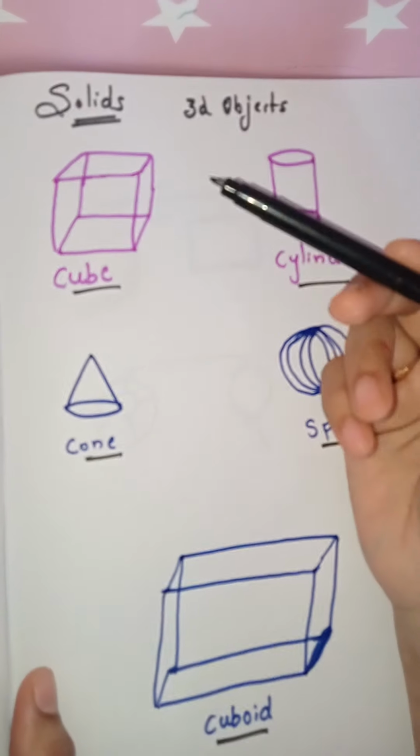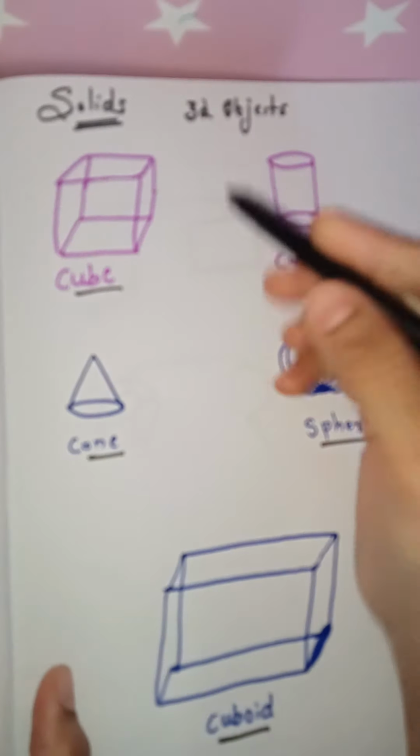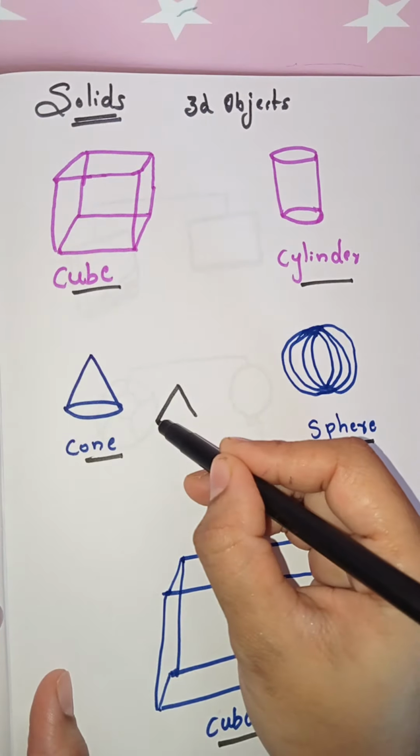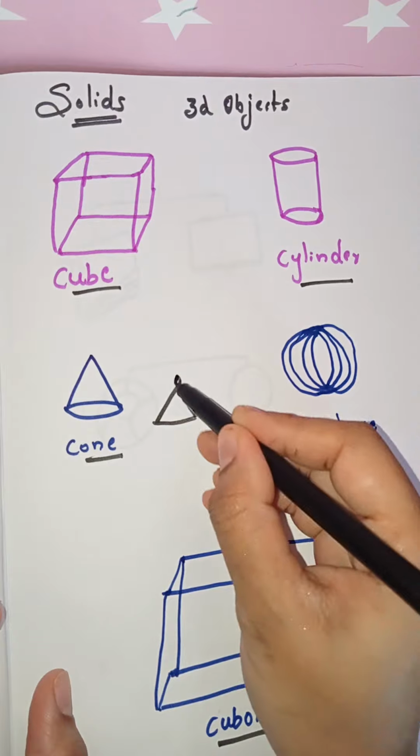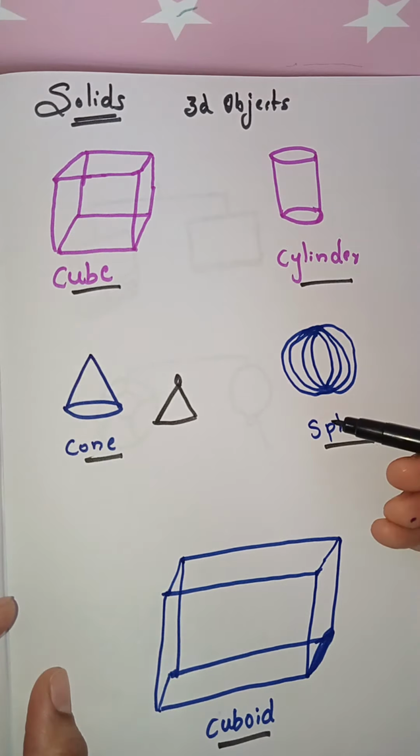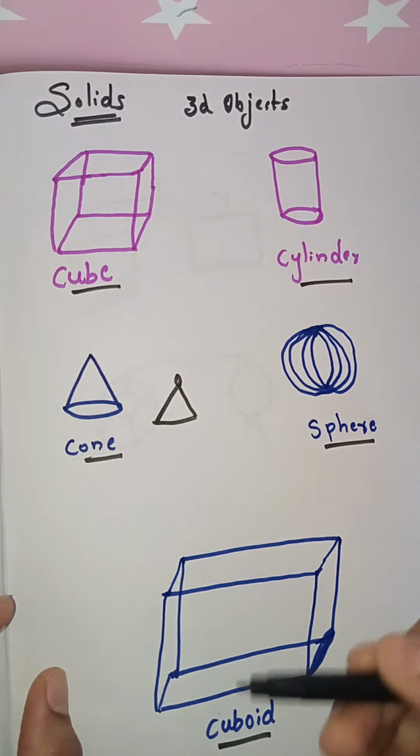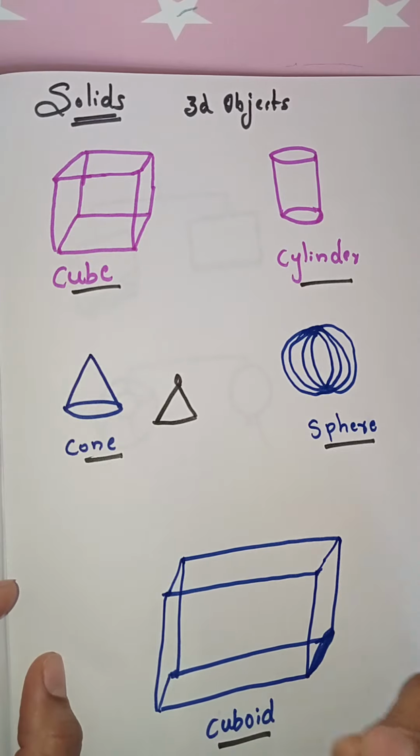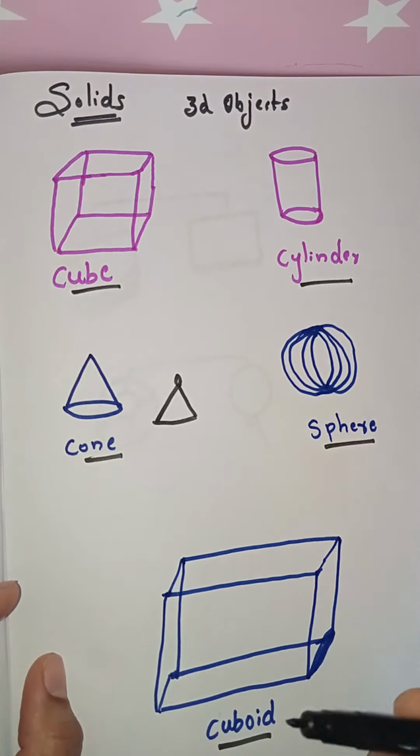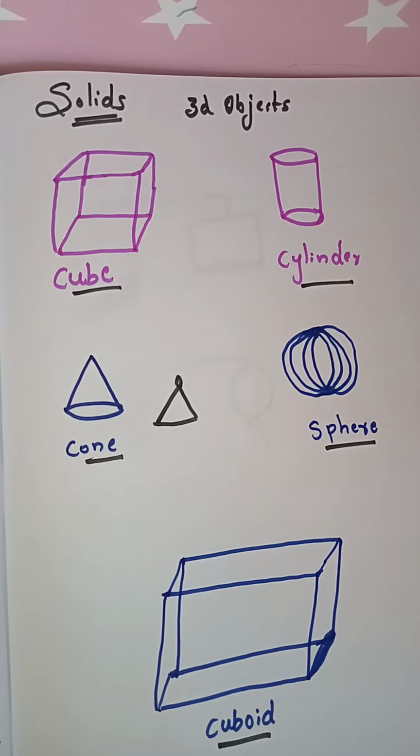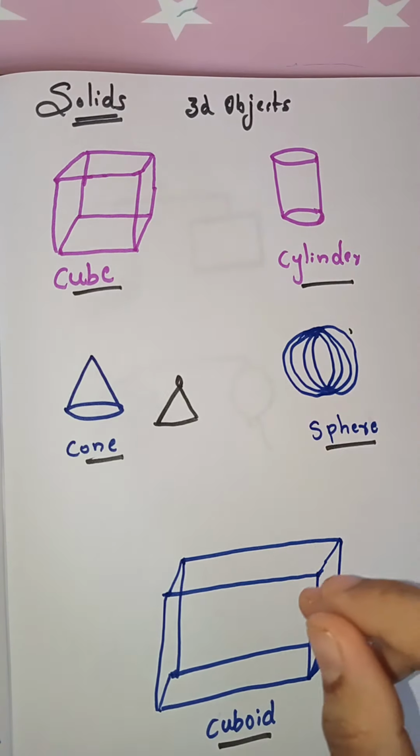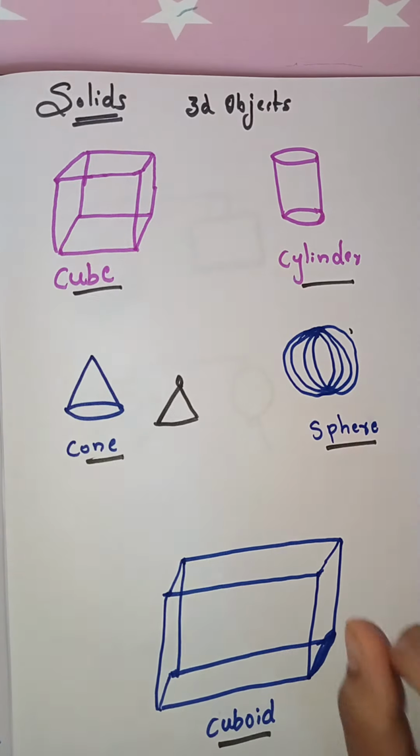For a cone, an ice cream cone, or a hat. For a sphere, I can say a globe. And for a cuboid, the best example is a matchbox or a geometry box. And for a cylinder, one more example I can give is a Coke tin or a powder box.